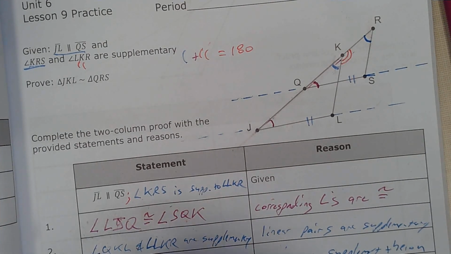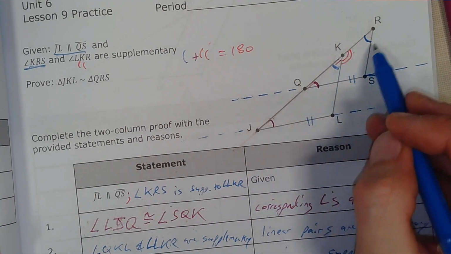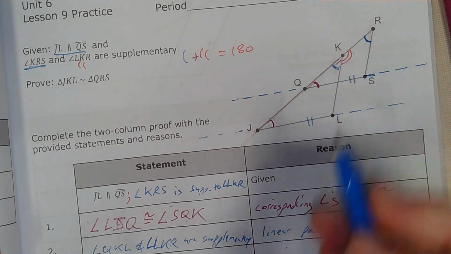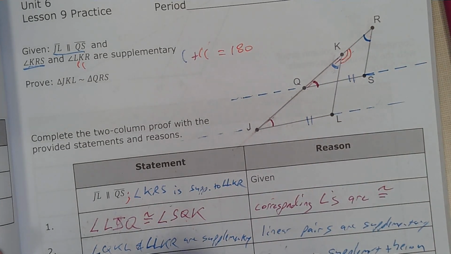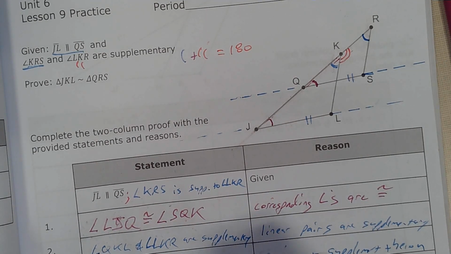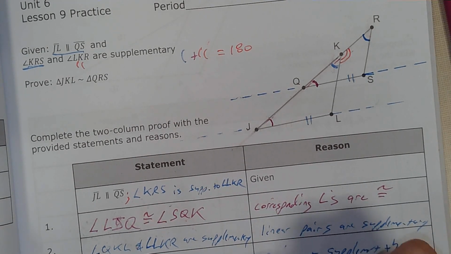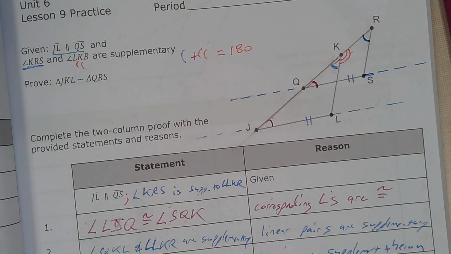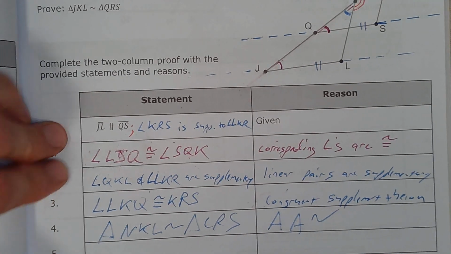And then because of that, I have two angles of the two different triangles that are congruent. I have this one here and this one here. And then I can say that triangle JKL is similar to triangle QRS because of the angle similarity. They did it a different way, which is fine.